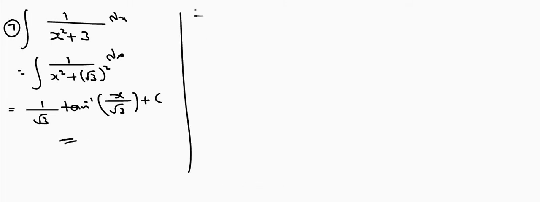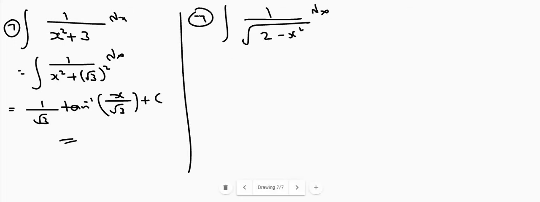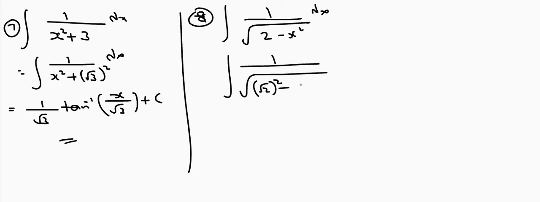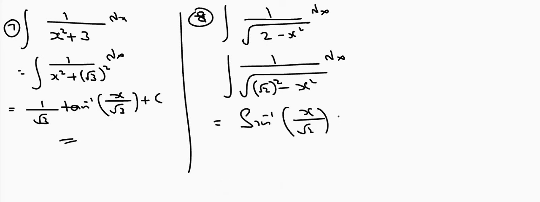Question number 8, the integral of 1 by root of 2 minus x square. Here we can write 2 as root 2 square, minus x square dx, which is of the form a square minus x square, giving sine inverse of x by a, that is sine inverse of x by root 2 plus c. In the same way, we can do question number 9.